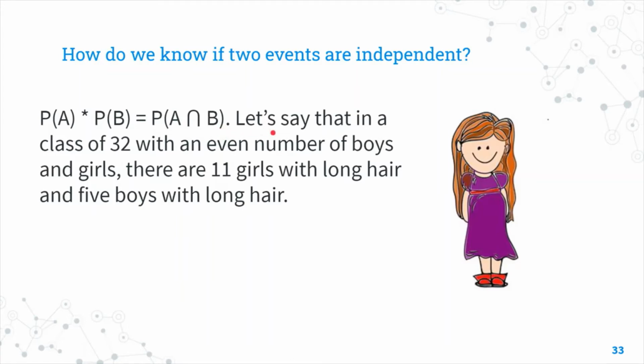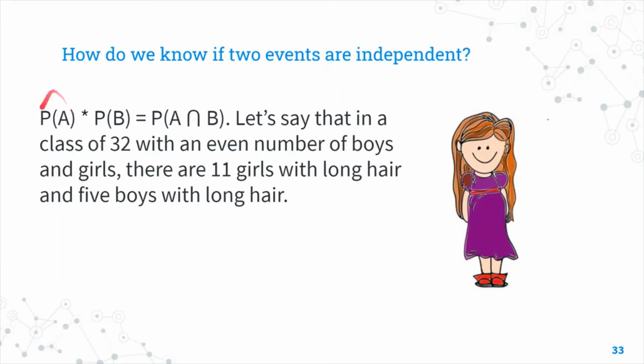So for this question, let's say that in a class of 32, there's an even number of boys and girls, and there are 11 girls with long hair and 5 boys with long hair as well. Let's say we wanted to know whether the probability of having long hair in this class is independent from the probability of being a girl.